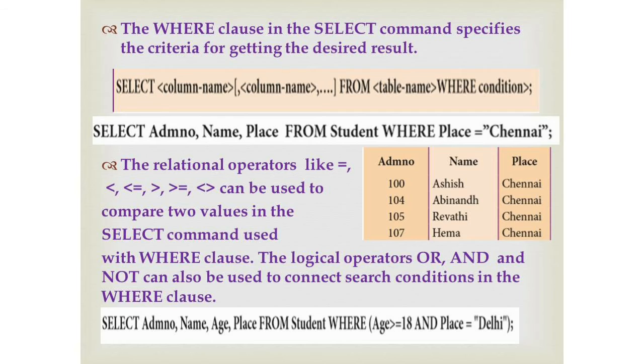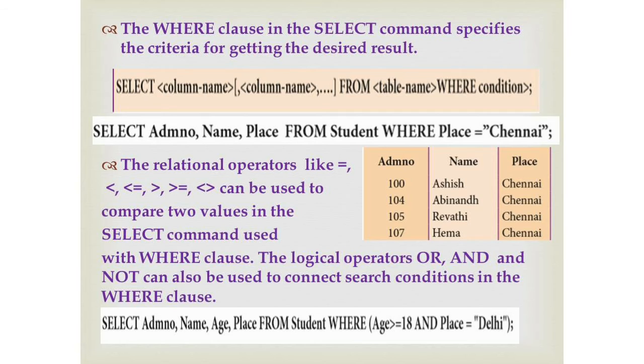displayed. So what's the condition here? Those students who belong to Chennai, their admission number, name, place must be displayed. Okay, so your output will be, look at the output. Admission number, name, place: 100 Ashish Chennai, 104 Abhinand Chennai, 5 Revati Chennai, 107 Hema Chennai.